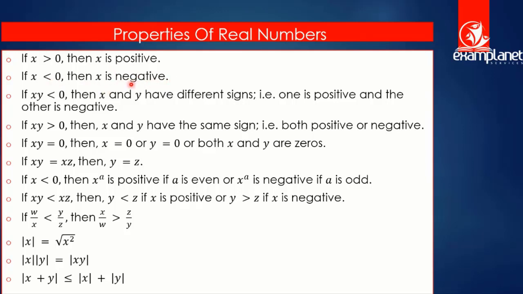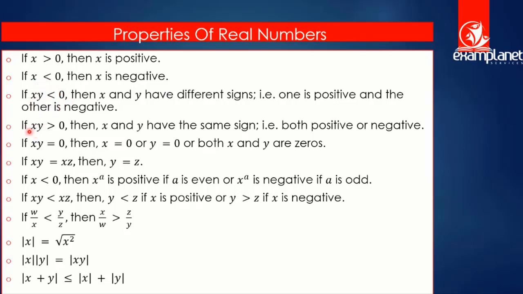If xy is less than 0, then x and y have different signs. xy means x times y. So I'm multiplying two numbers to get something negative. That can only happen when the two numbers have different signs. That is when one is positive and the other is negative, because it is plus times minus or minus times plus that will give you a negative result. So this statement simply tells you that one of x and y is positive and the other one is negative.